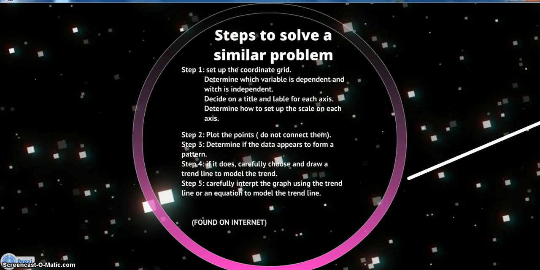Step 2. Plot the points, do not connect them. Step 3. Determine if the data appears to form a pattern. If it does, carefully choose and draw a trend line to model the trend. Step 5. Carefully interpret the graph using the trend line or an equation to model the trend line. We found this information on the internet.